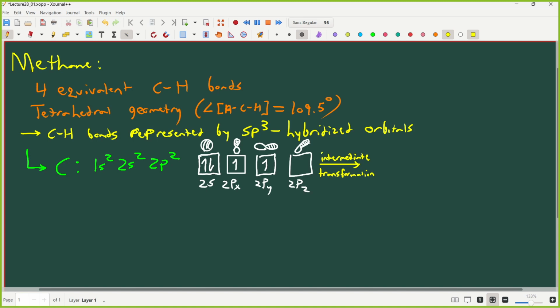So the best way to do that is to combine. Basically, what happens is the S. Remember, the S's and the P's for most atoms, they're all about the same energy. In hydrogen, they're exact same energy. And so you can add and subtract combinations.